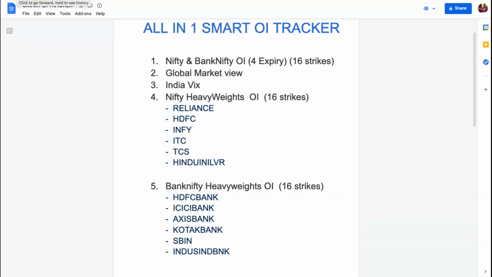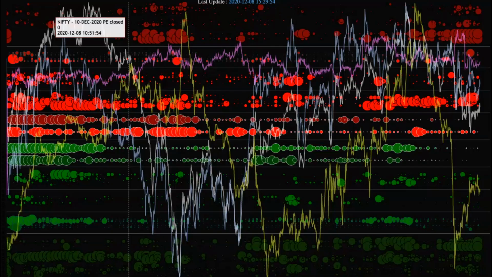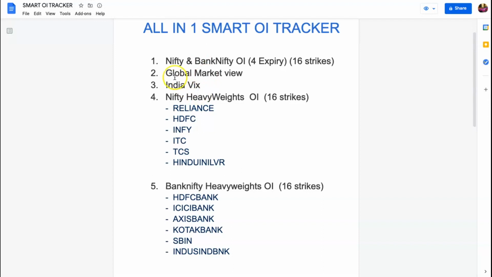So in this video I will be explaining how to predict the direction of the Nifty, Bank Nifty and these 12 heavyweight stocks based on the Smart OI tracker. Before I explain all the strategies, let me tell you all the components present in this tool, and also how it works, so you can use this tool with confidence. So let's get started.